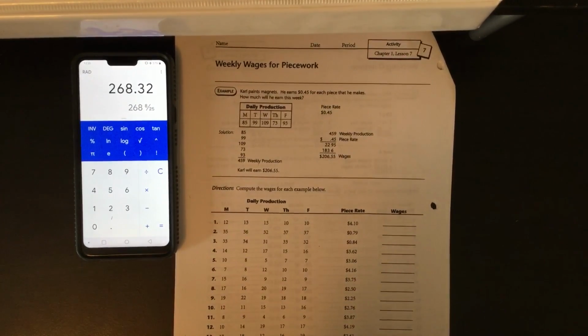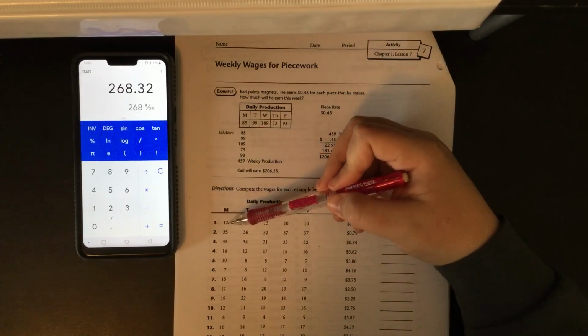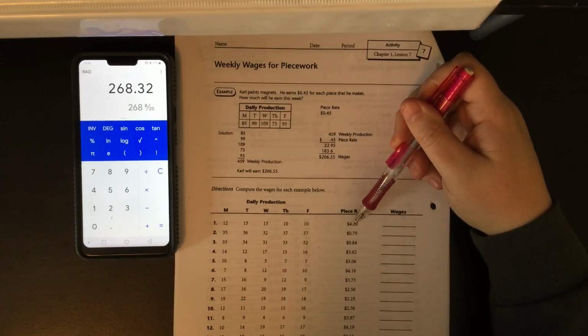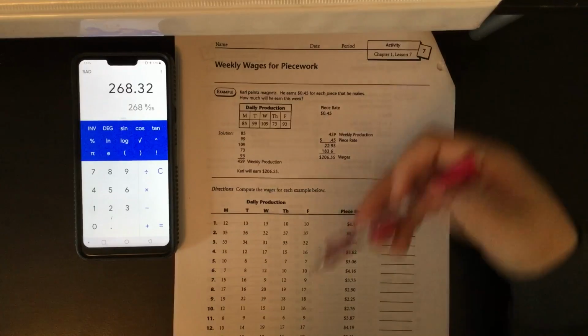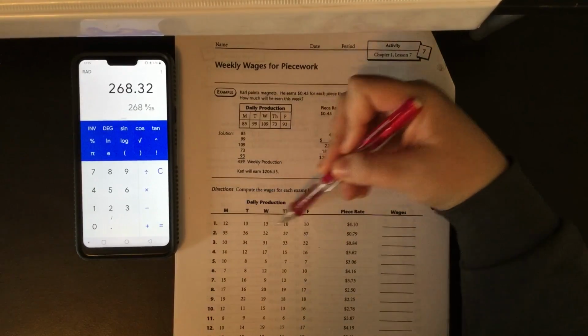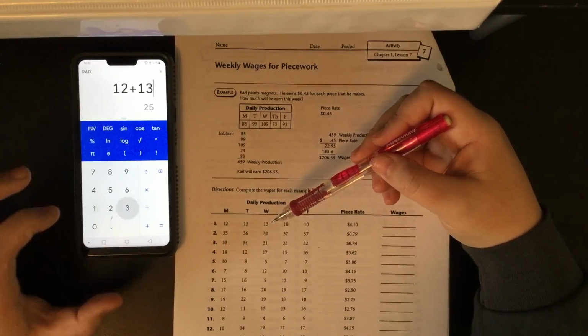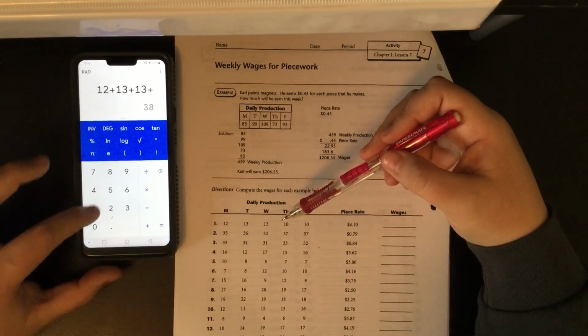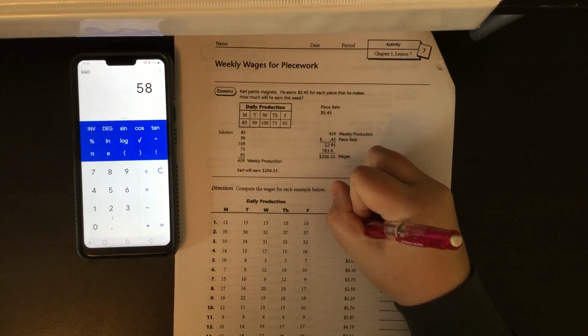All right, weekly wages. So it tells us how much we're making on Monday, on Tuesday, Wednesday, Thursday, and Friday. And we know how much we earn per piece. Okay, so if we made 12 pieces on Monday at $4.10 a piece, we could find that, add it all together. What I did for this one is add up all of your pieces for the week. So we had 12 on Monday, 13 on Tuesday, 13 on Wednesday, 10 for Thursday, and 10 for Friday. Altogether, we made 58 pieces for the week.